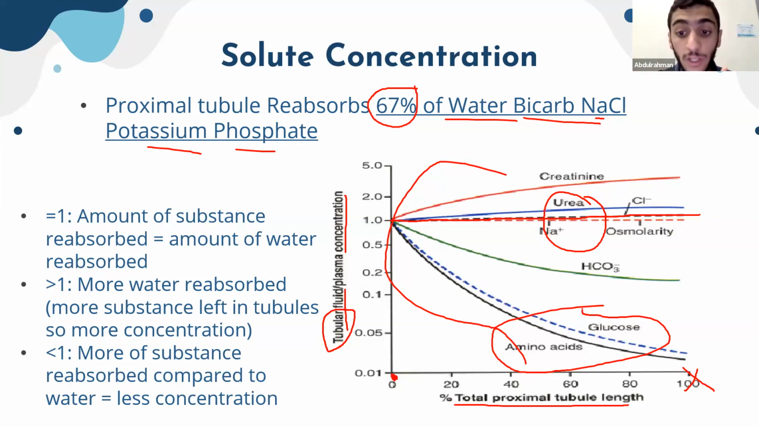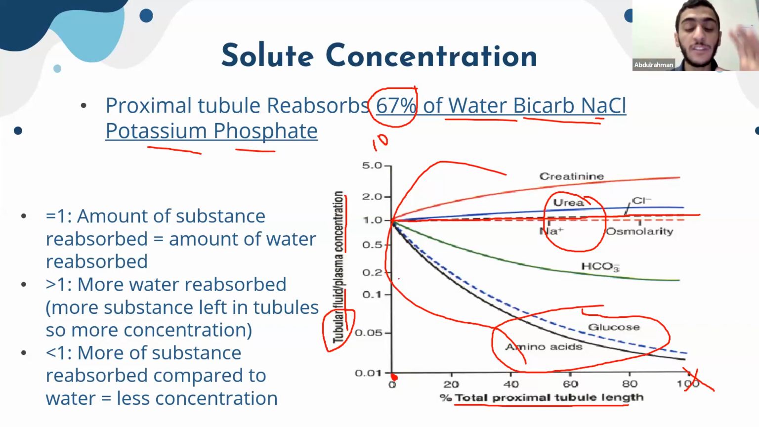We said glucose and amino acids are going to be reabsorbed, right? So we said 67% for water here. However, 100% or 99% of the glucose and the amino acids are reabsorbed, while only 67% of the water is reabsorbed. So we reabsorbed this entire amount, but only a small bit of water, tamam? So their concentration is going to be increasing, yes, increasing in the plasma.